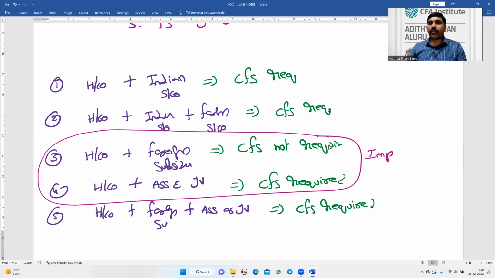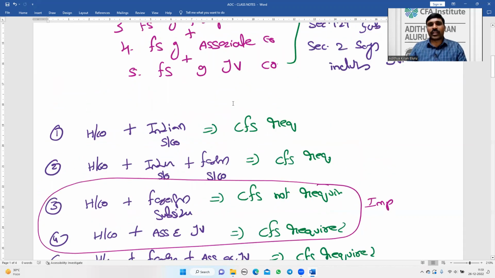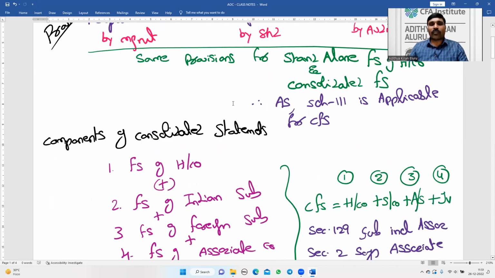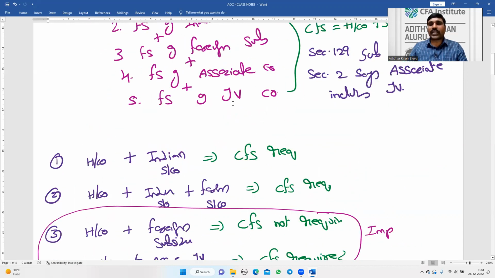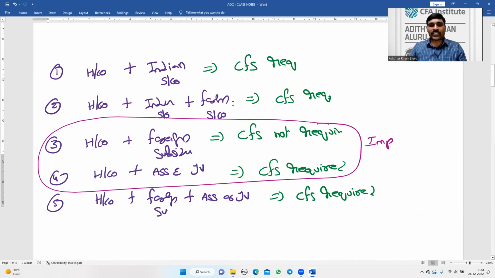Okay, so a holding company having only a foreign subsidiary, CFS is not required. A holding company having associates and joint ventures only, that does not have any subsidiary, even then CFS is required. Okay, so only an Indian subsidiary company, yes, CFS has to be prepared. Okay, so these are the components of consolidated financial statements and what are all included in the consolidated financial statements.